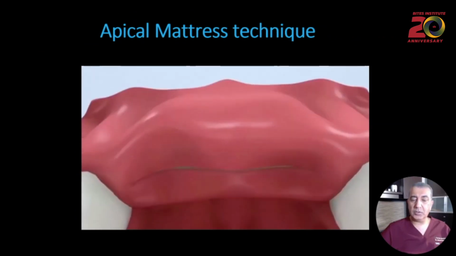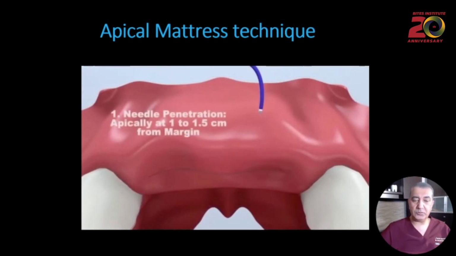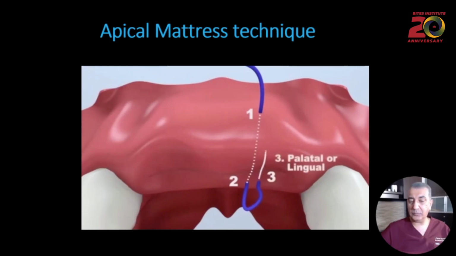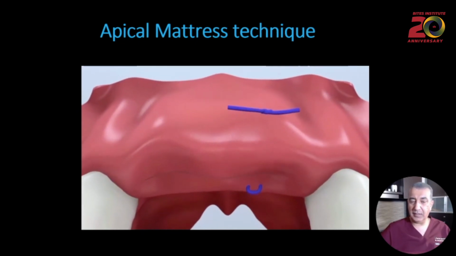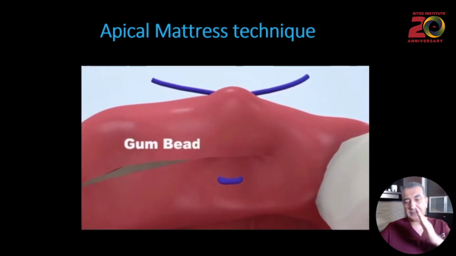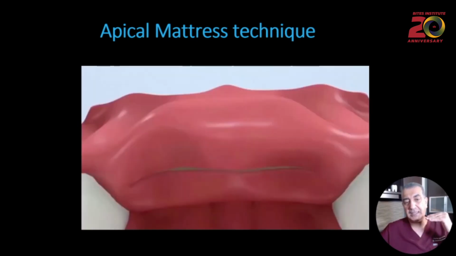On the apical mattress, we usually go from the buccal deep, about 1 to 1.5 centimeter. And then we go out from the palatal or lingual, coming back. As you can see, we don't need to go that deep on the buccal or lingual or palatal. And then we try to go out on the same level and tie our suture. You can see that we are doing translation of the gum, and we end up with a gum bead, which is kind of excessive tissue ending after doing the apical mattress suture.